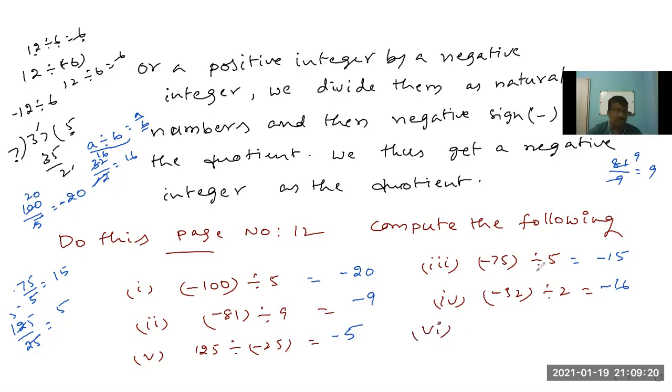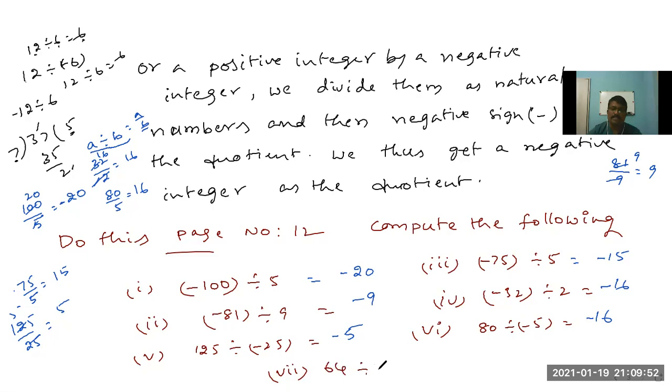Okay. Sixth question: 80 divided by minus 5. First you take 80 divided by 5, which is 80 by 5. 5 sixteens are 80. So now I am going to write 16, but two different signs are there, that's why we put minus. Okay. Now the last. Do this problem. So the last, the seventh one.